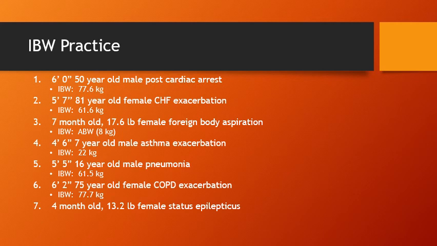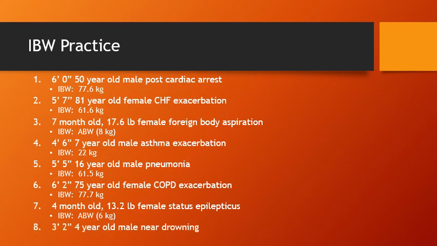Patient number 7 is a 4-month-old, 13.2 pound female with status epilepticus. Go ahead and pause your video and calculate this patient's ideal body weight. So hopefully you weren't confused by this one. Again, 4 months old, this patient is an infant, so we're going to use her actual body weight. It tells us how much she weighs in pounds. And so if we take 13.2 divided by 2.2, it gives us an actual body weight of 6 kilograms. So that's what we will use.